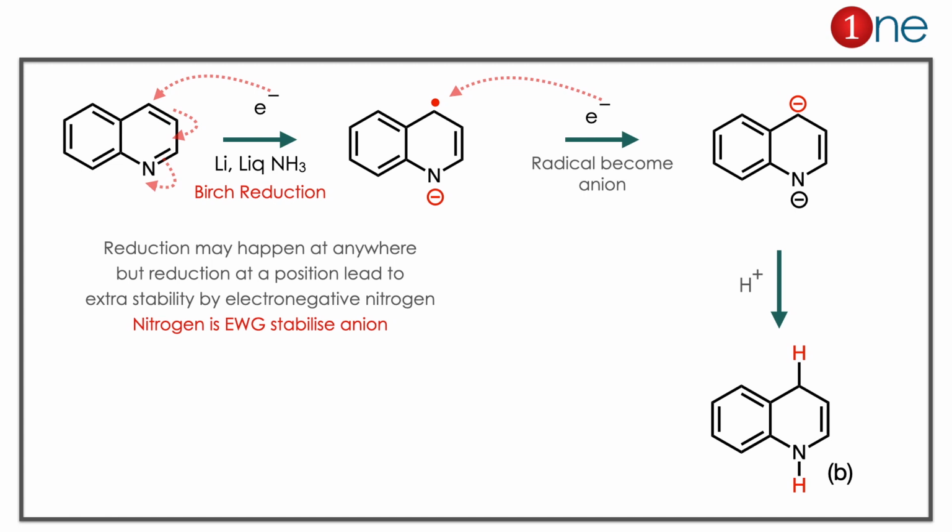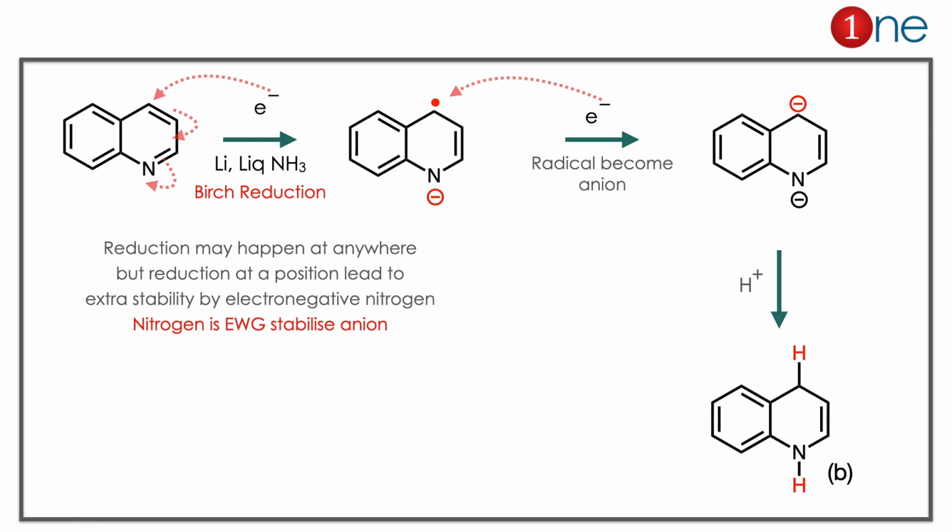Here the reaction is a Birch reduction. You are using lithium and liquid ammonia. Basically in the Birch reduction the radical anion stability decides the product here. So the reduction may happen anywhere, but only the stabilized product is achieved as the major one. The stabilized one is achieved by the reduction happening at the 4th position.